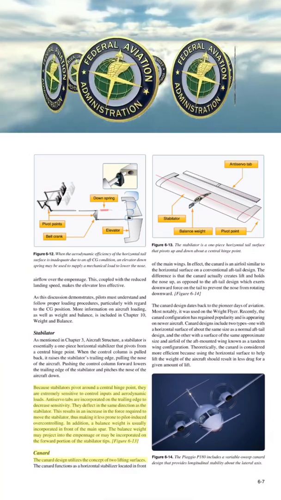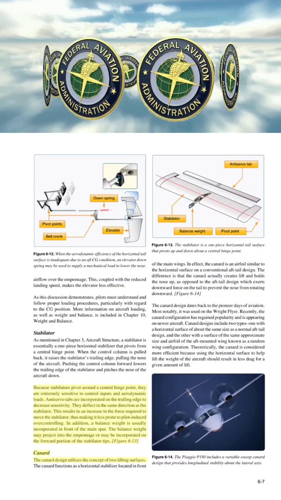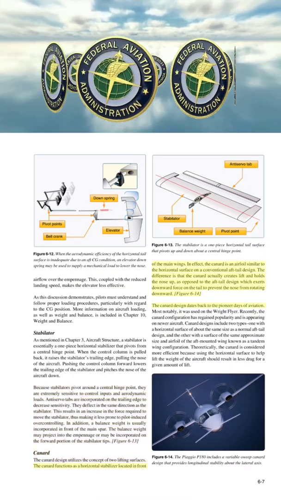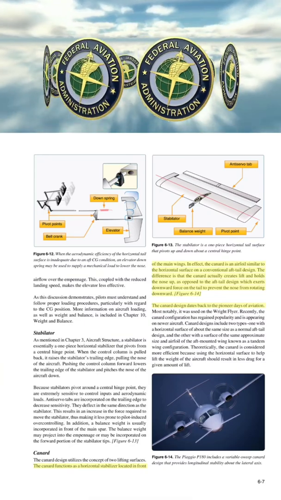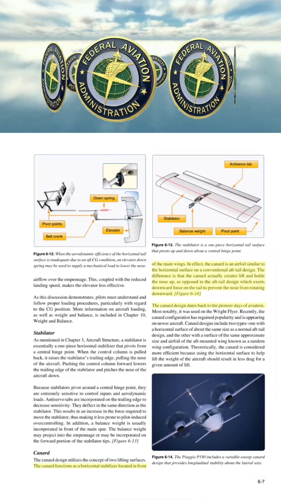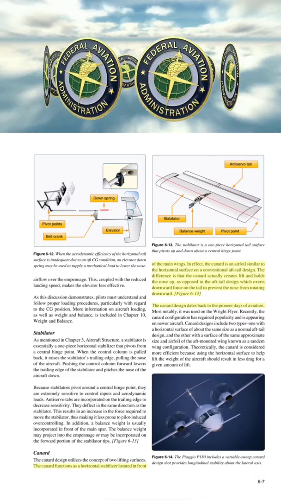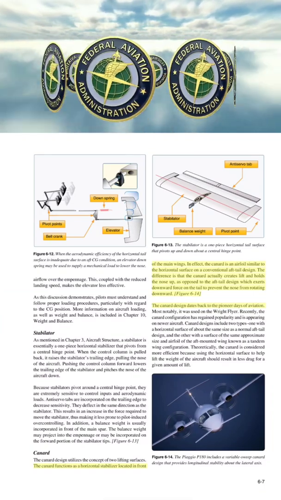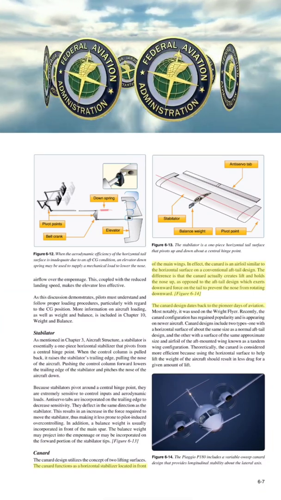Figure 6-13, Canard. The canard design utilizes the concept of two lifting surfaces. The canard functions as a horizontal stabilizer located in front of the main wings. In effect, the canard is an airfoil similar to the horizontal surface on a conventional aft tail design. The difference is that the canard actually creates lift and holds the nose up, as opposed to the aft tail design, which exerts downward force on the tail to prevent the nose from rotating downward.